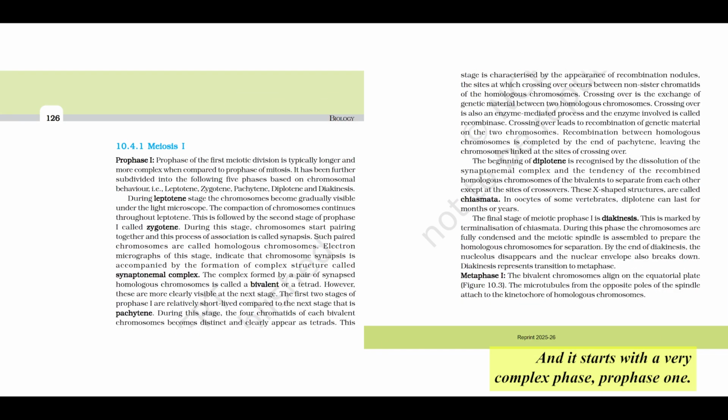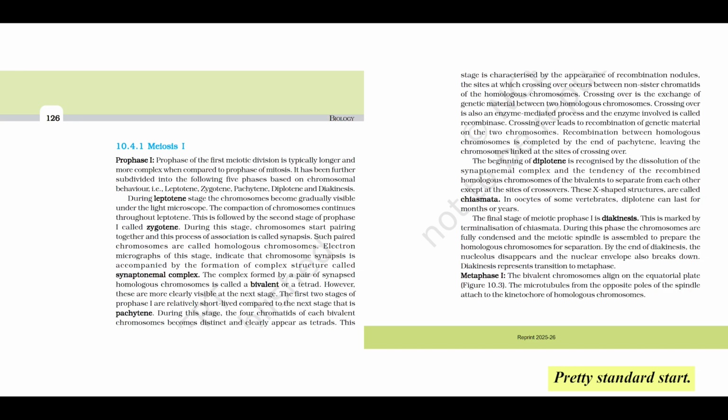And it starts with a very complex phase, Prophase I. This is typically much longer and way more complex than mitotic prophase. It's so complex, it's subdivided into 5 phases based on how the chromosomes behave. Ready? Okay, 5 substages for Prophase I. Let's go. 1. Leptotene. Chromosomes start becoming visible, compacting begins.